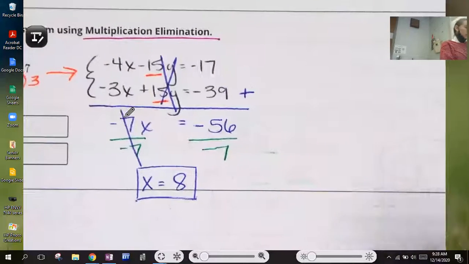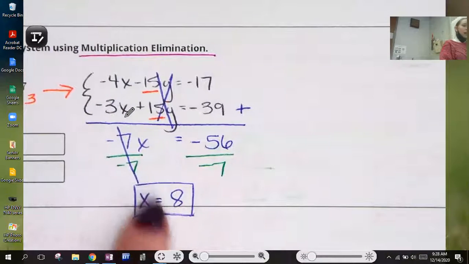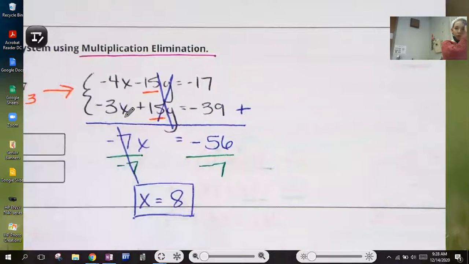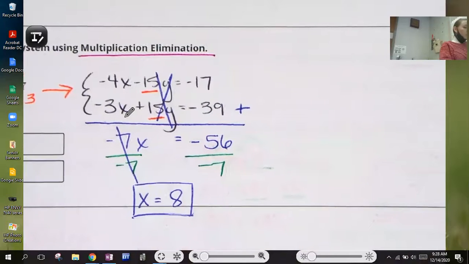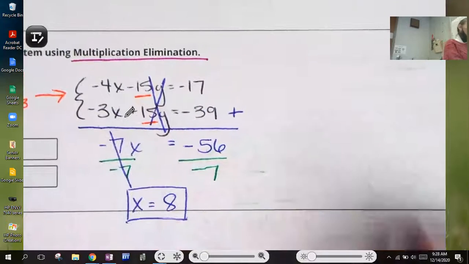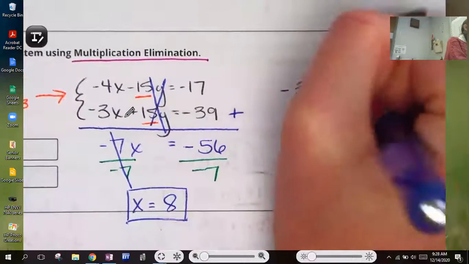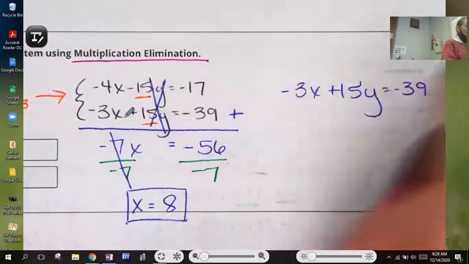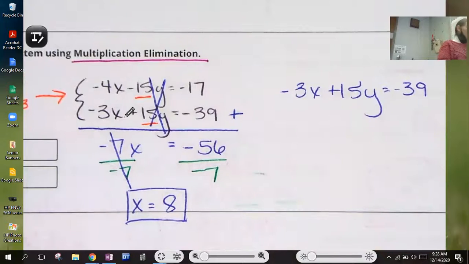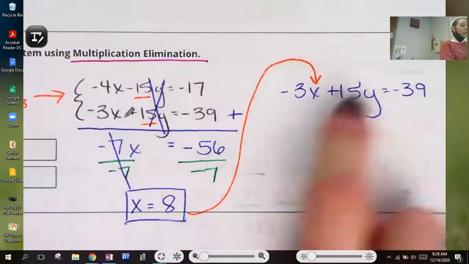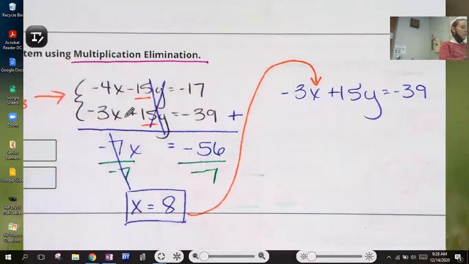So I'm going to take my solution and substitute back into one of my original equations. Does it matter which one I choose? No, just for this purpose, I'm going to choose the second one because I normally don't. So I have negative 3x plus 15y equals negative 39. I have an equation. I have a variable. What am I to do? Plug it in, substitute it. Make sure you plug it into the right variable.